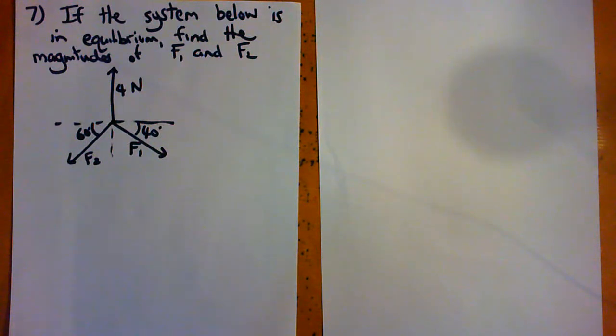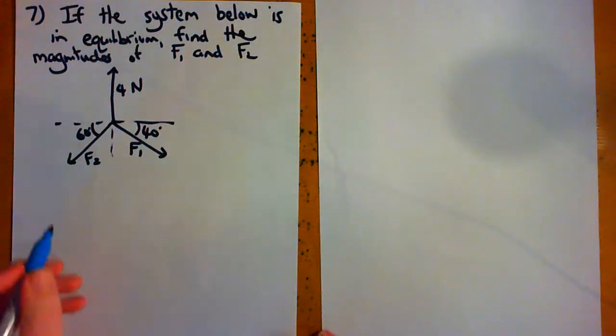Now, with the last video, it was a little bit more straightforward because the two forces that we needed to find were horizontal and vertical respectively. We're not so lucky here, so this one is going to be a little bit trickier. Okay, so let's draw our force table.